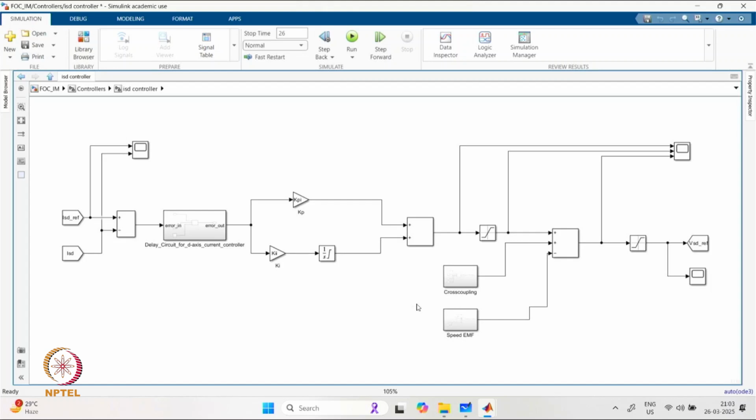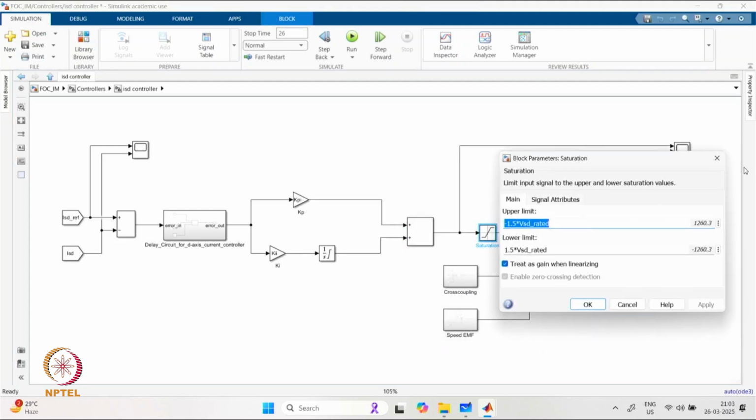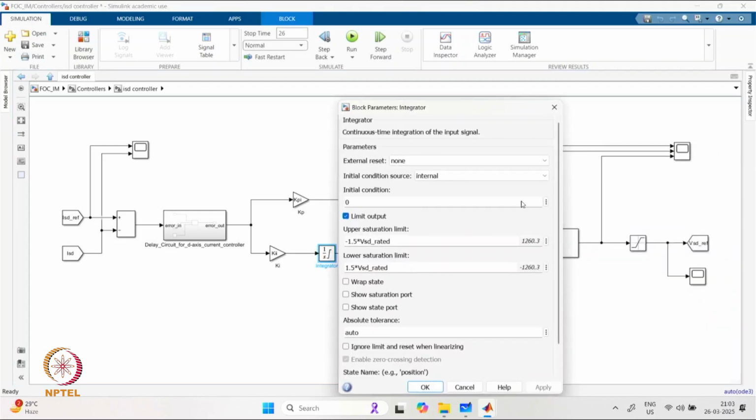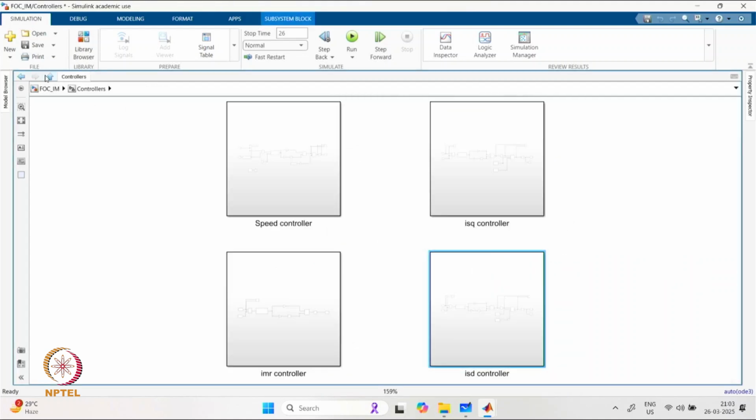feed forward terms. Now we have the saturation limits given for each and every quantity, and also for the integrator units which are involved in the whole process.